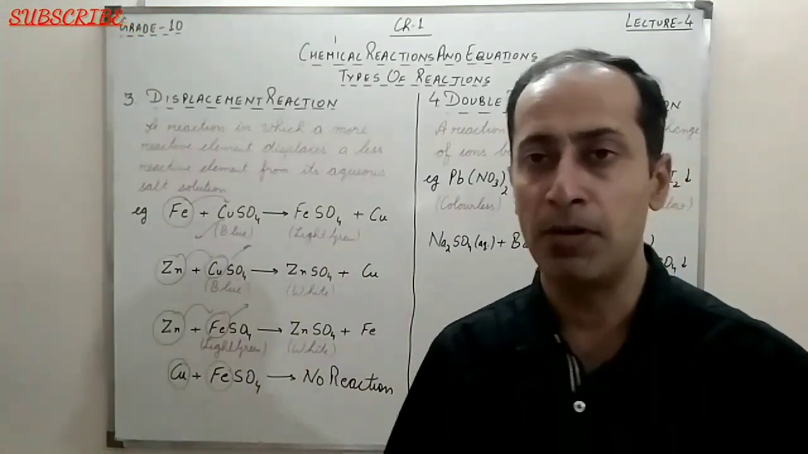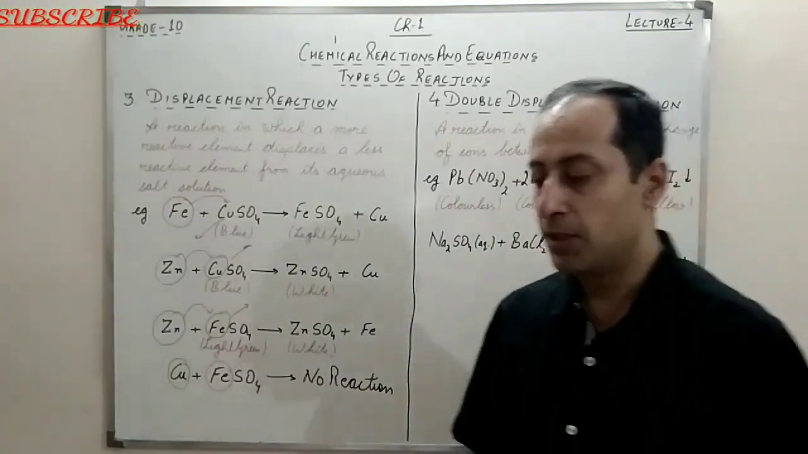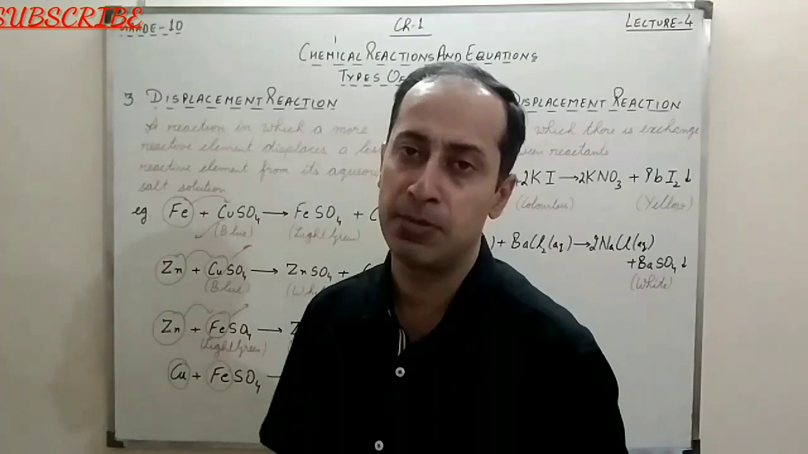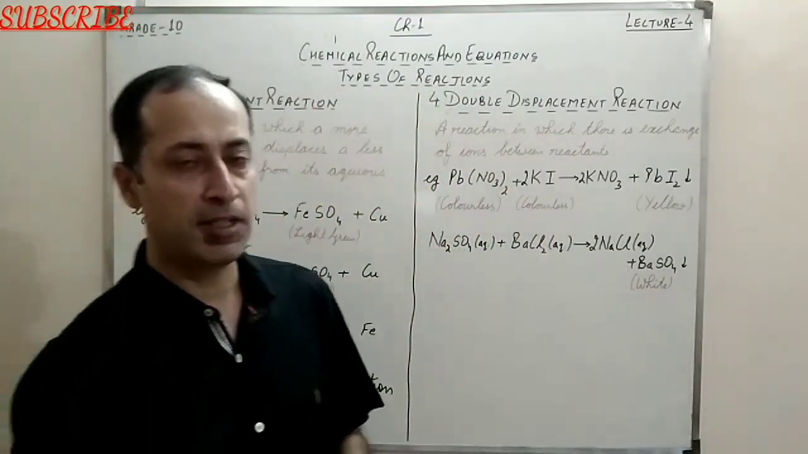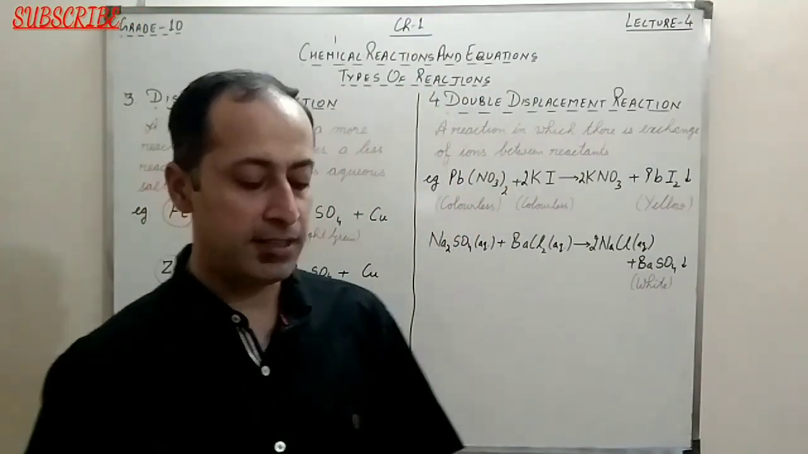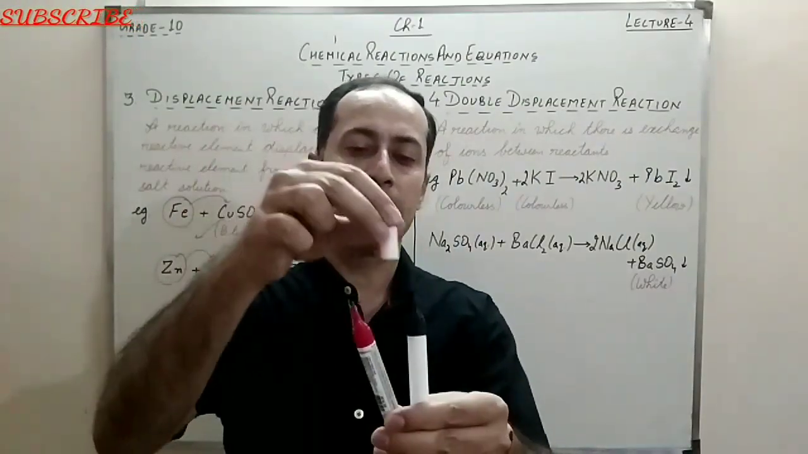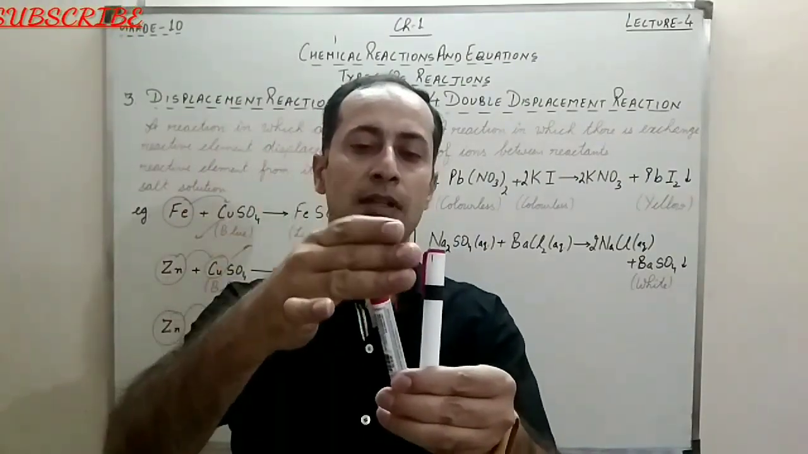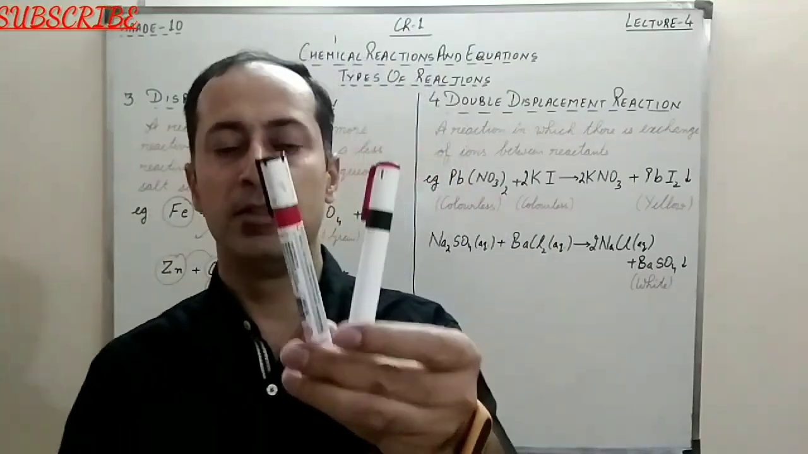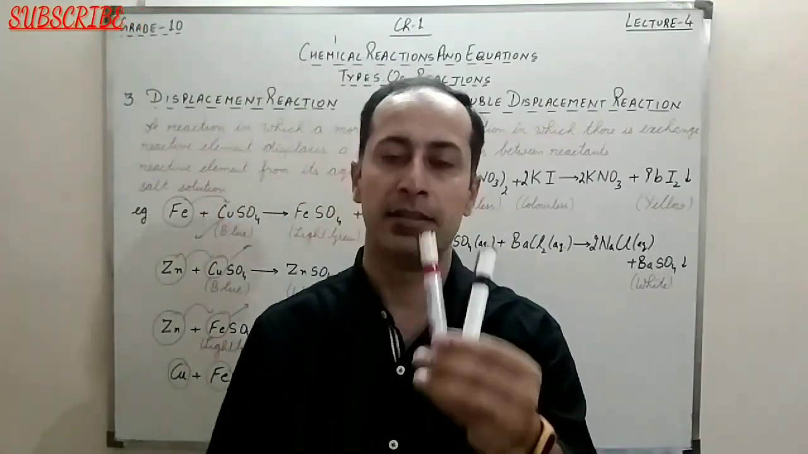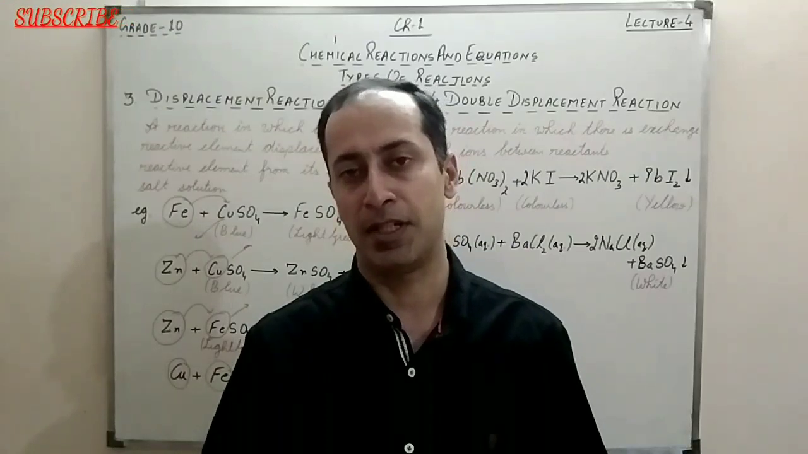So this was all about the displacement reaction. Now we go to the next thing, that is the double displacement reaction. Now what happens in a double displacement reaction? You can say these are two things. They are exchanging their ions, something like this. This is the exchange of ions. So they have exchanged the ions. This is what we call a double displacement reaction.